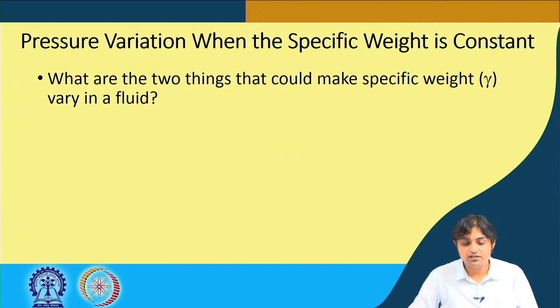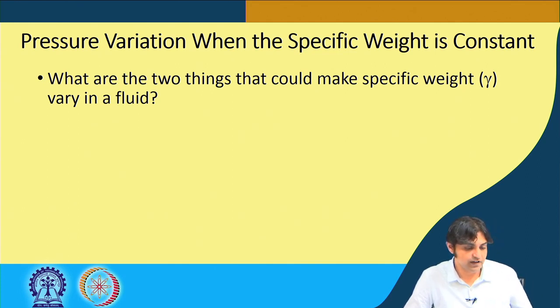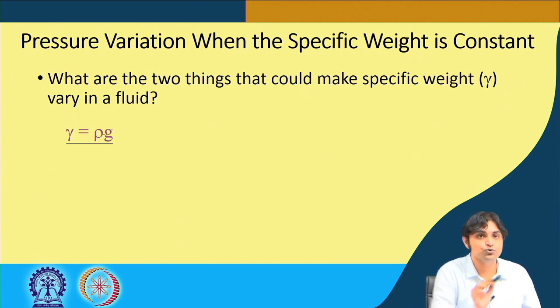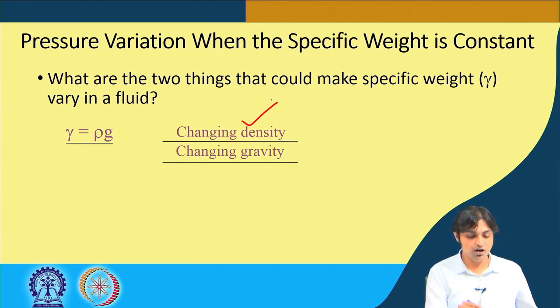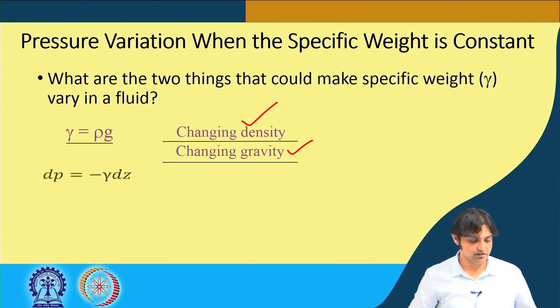What are the two things that could make specific weight gamma vary in a fluid? That is very simple, because gamma you already know. Gamma is written as rho into g. So the two things are, if the density is changing or if the gravity is changing. That can happen if you go to higher elevations, both the density and gravity can be affected. If you go from one latitude to another, you might have read from your physics class that gravity might be a little different, not very different, but we must consider all those cases, okay.